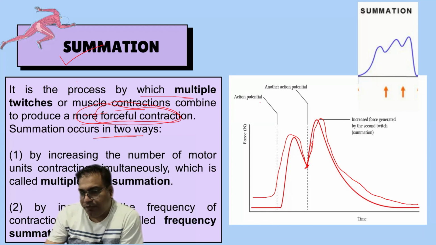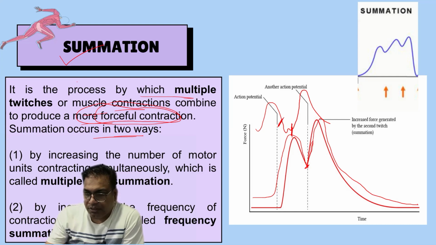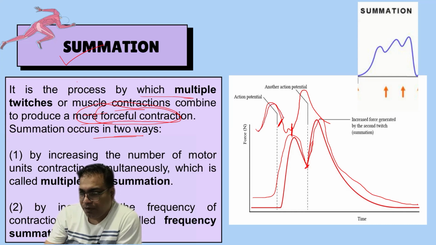In case of beneficial effect, the second stimulus was applied after the relaxation period, and the second curve is higher than the first. In case of summation, the stimulus is applied during the relaxation period of the first curve. If we apply the stimulus here, then the second curve would start from here only. So the curve would be in this form.